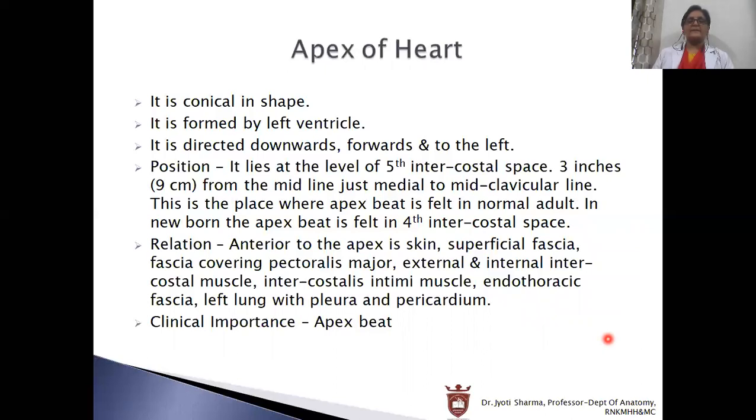In a newborn, the apex beat is felt in the 4th intercostal space. When we see the relations of the apex, anterior to the apex, there are skin, superficial fascia, covering pectoralis major muscle, external and internal intercostal muscles, intercostalis intimi muscle, endothoracic fascia, left lung with pleura and pericardium. Clinical importance: the apex beat which is felt in the 5th intercostal space.